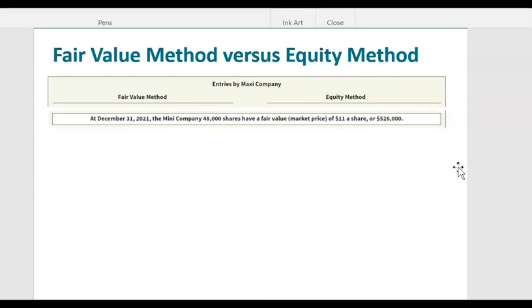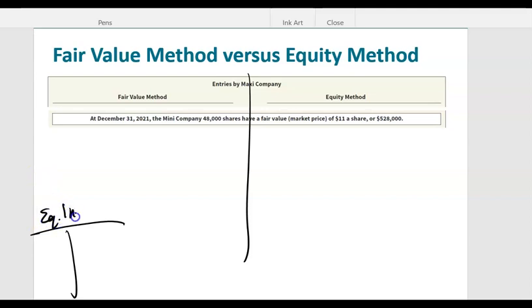And our last item here, December 31st, 2021, Mini Company has 48,000 shares. They have a fair value market price of 11 per share, or 528,000. For the fair value method, we do have to account for this unrealized gain or loss. So we need to know what is our balance in the equity investments account after accounting for the fair value adjustment. So if I want to look at these two together, the equity investments plus the fair value adjustment together, because that's what gets reported on the balance sheet.